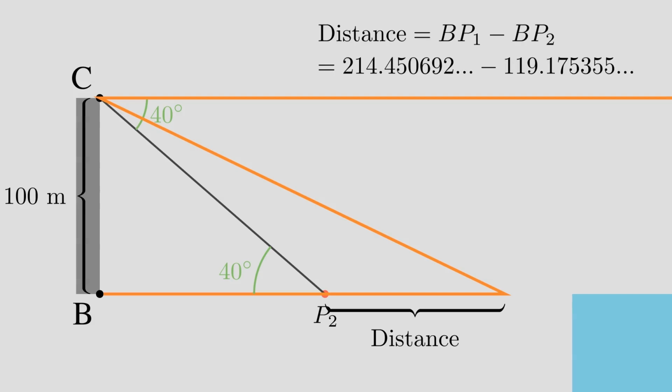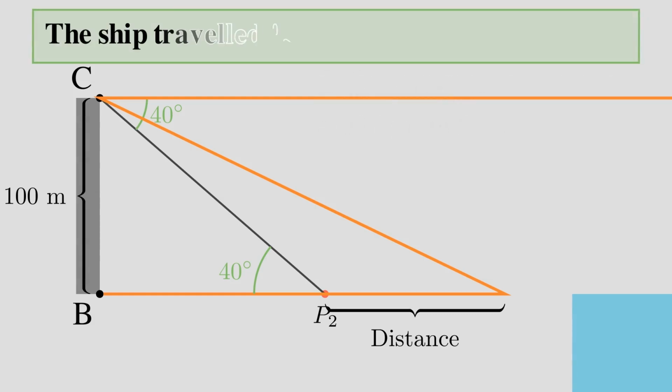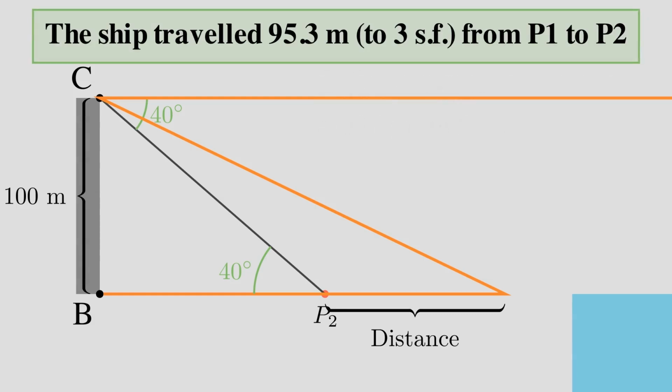Now, the distance the ship actually traveled is simply the difference between its starting distance and its finishing distance. So we subtract 214.45 minus 119.17, which equals 95.27. Rounding this answer to three significant figures, the ship traveled 95.3 meters. Mission accomplished.